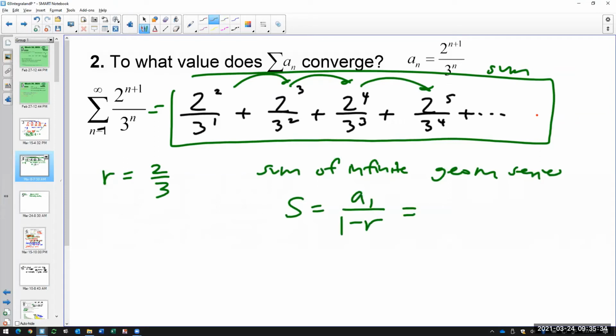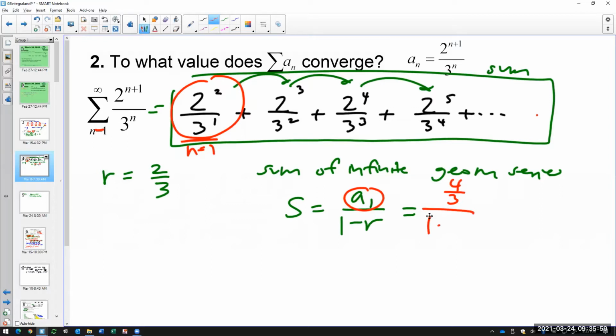Now I'm always telling you guys to be careful. This a1 doesn't mean when n equals 1. Make sure you understand that. This a1 means whatever is in your first blank. It turns out in this situation, it is n equals 1. But had this been n equals 2, it would have been this blank. Does that make sense? It's whatever is in your first blank, which here is n equals 1. So I'm going to take this number here.